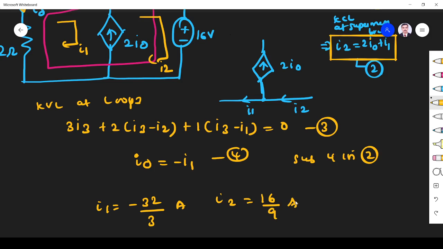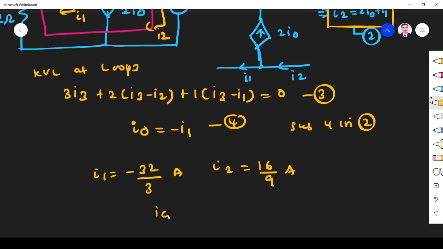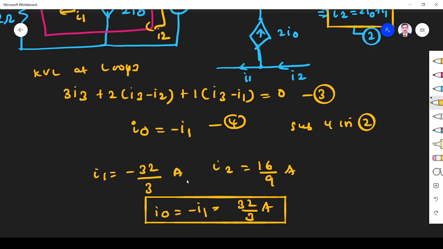Now what we have to do? First we have to find I0. I0 is equal to minus I1. So I1 is minus 32 by 3, so it is 32 by 3 ampere. So we got I0. Next we have to find V0.